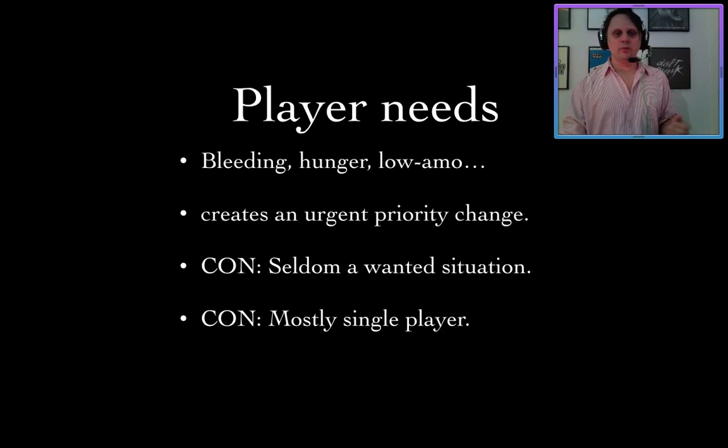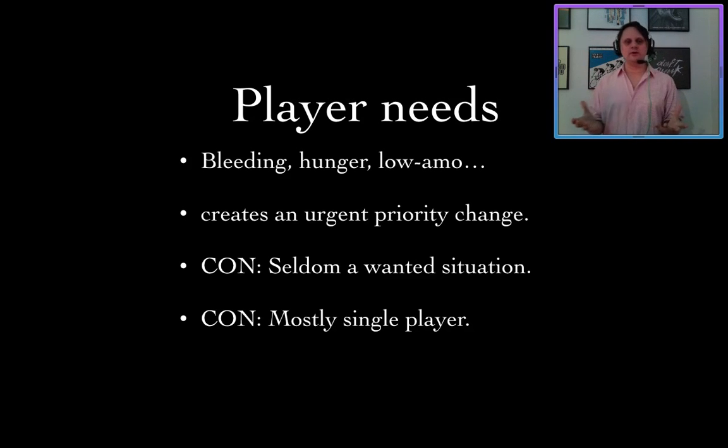So, another one is player needs, an interesting way that a lot of games, like for instance DayZ, do, right? So bleeding, hunger, low ammo, where you play one way and then you run out of ammo or you start bleeding, and all of a sudden the game's not about looking through this area to find Professor X. It's now about finding something that can stop the bleeding, or finding more bullets, or something like that. It creates a real urgency of priority, and that's why I think you get some really nice pivots there.